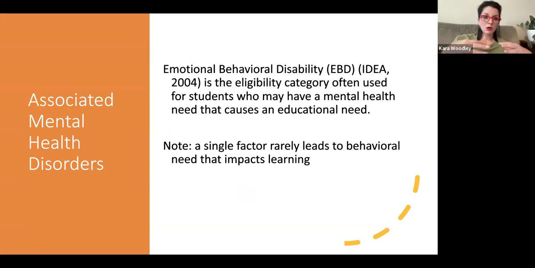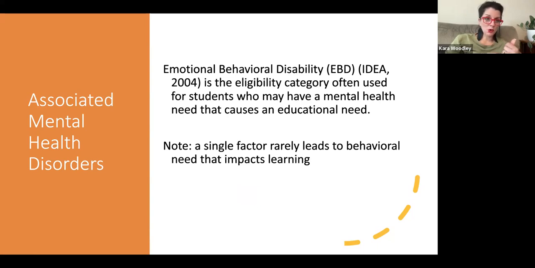So when we're talking about antecedents, behaviors, consequences, setting events, all of these things, we're also doing a high level overview here of the associated mental health disorders that can help us understand things like antecedents and setting events. I also want to say that we know as special educators, as educational researchers, a single factor rarely leads to a behavioral need that impacts learning.